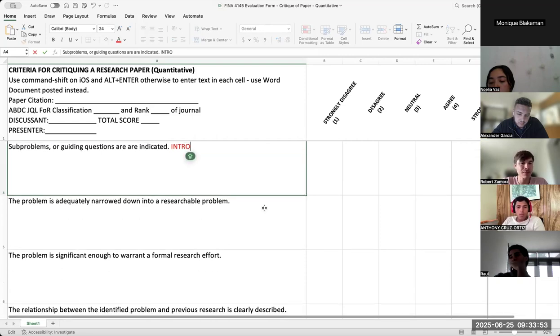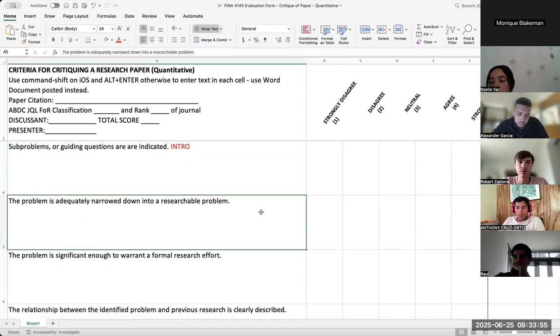Okay, so then what about this one? Where would this go? Would this go in the intro, literature review, or the methods and data? Where would this comment go, or something about this? What do you think?